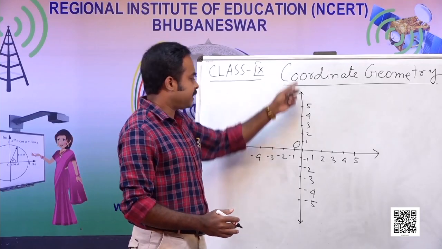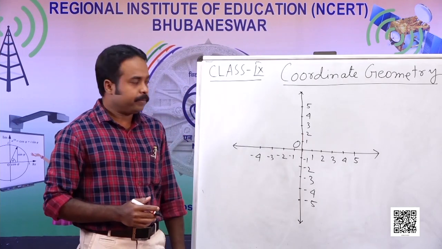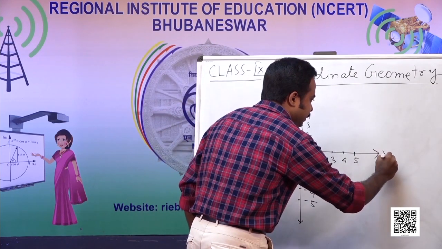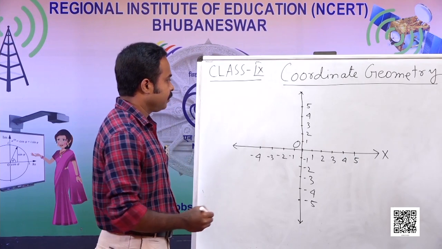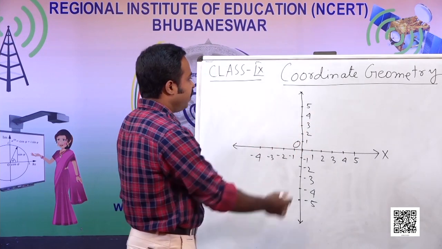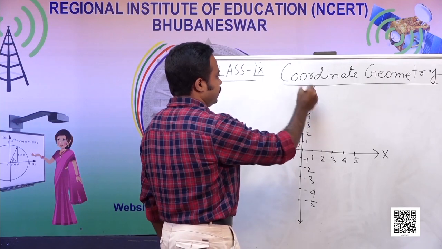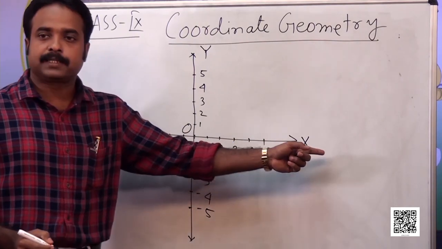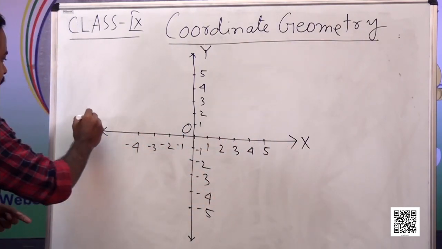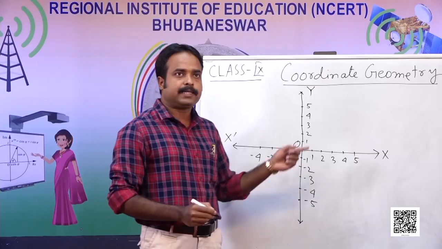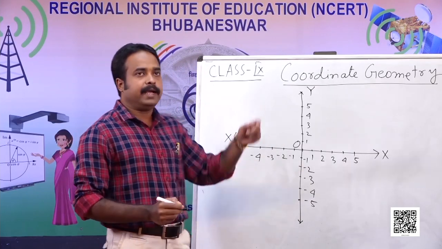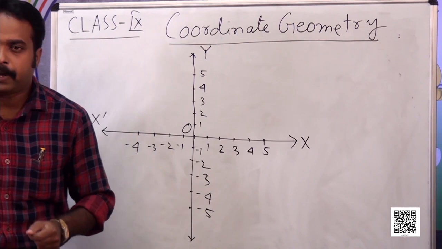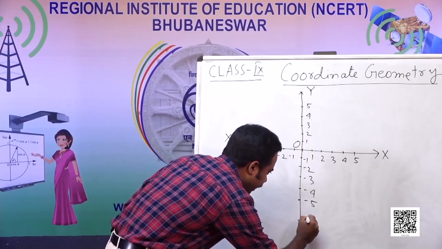We can also extend the line in both directions. So we are taking this as the x-axis, or the horizontal axis, and the vertical axis we say is the y-axis. We denote the positive direction as OX and the negative direction as OX dash. In the same way, on the vertical line, the positive direction is denoted by OY, and the negative direction is denoted by OY dash.